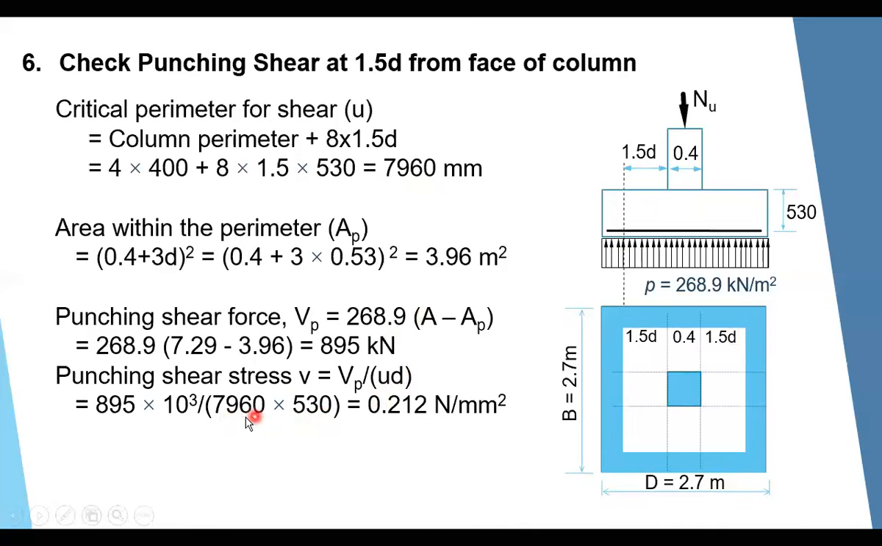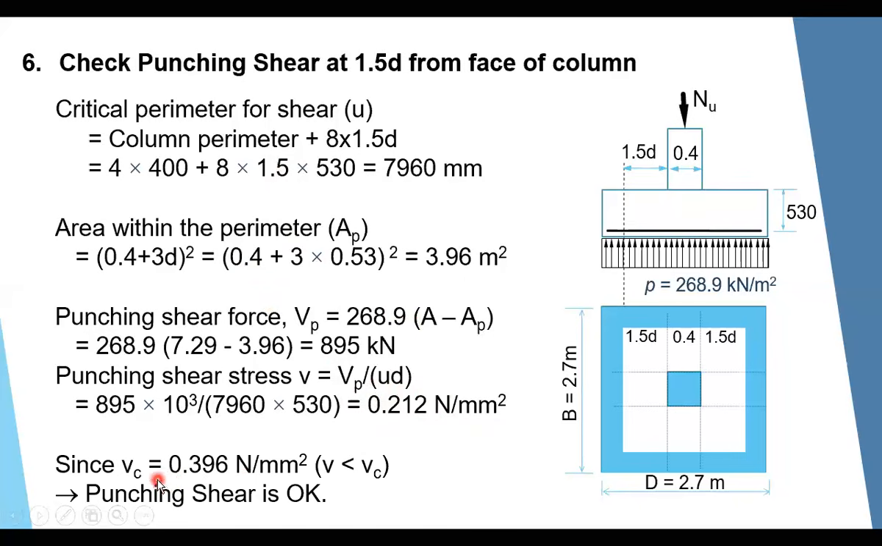And again, this is now in millimeter because we need to get a stress in Newton per millimeter square. So this dimension and this dimension are in millimeters, and the load here, which was in kilonewton, is multiplied by 10 to the power 3. So we got a punching shear stress of 0.212 Newton per millimeter square. Again, we can see that the punching shear stress here is less than the VC that we calculated in the previous check when we checked for one-way shear. So this one is less than the VC, which means the punching shear is okay.